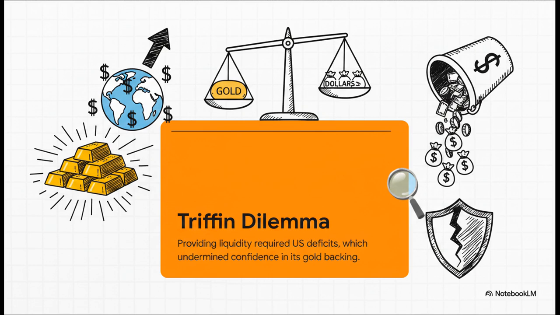And here's the catch. Running those exact deficits ultimately undermined the world's confidence that the U.S. could actually back all that paper with physical gold. This inherent contradiction is literally the thing that forced the monumental shift away from a gold-pegged system.